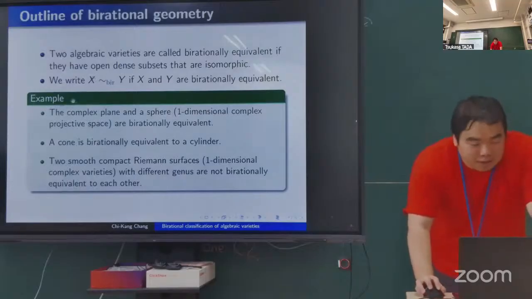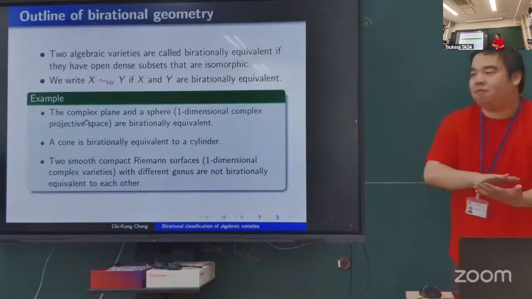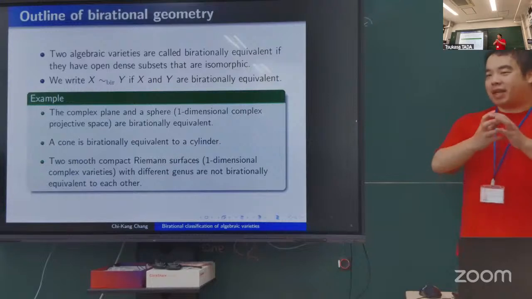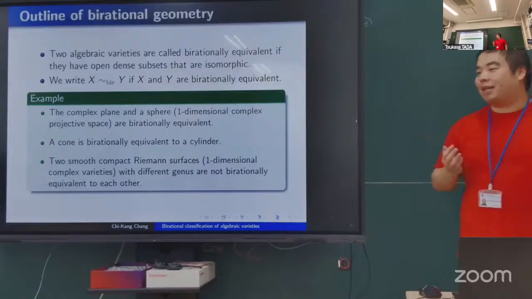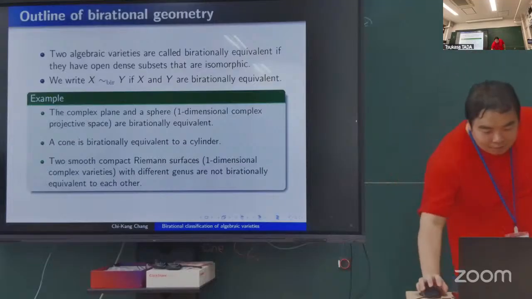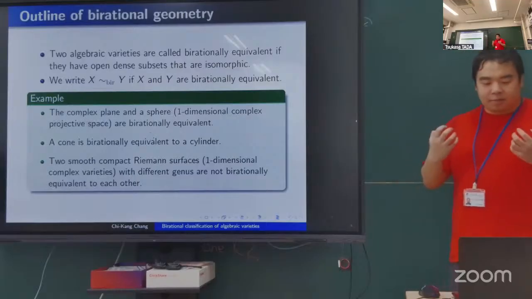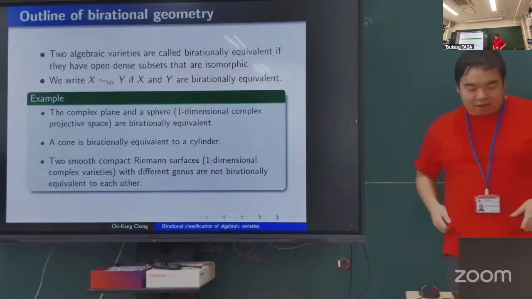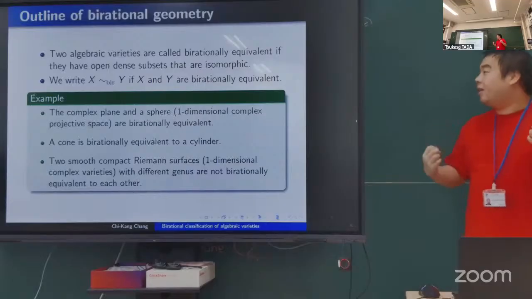Now we give some examples of birational equivalence. For example, the complex plane and the sphere are birationally equivalent if we regard the sphere as a one-dimensional projective space over the complex number field. And a cone is birationally equivalent to a cylinder. And two smooth compact Riemann surfaces, that is, one-dimensional complex projective curves, with different genus are not birationally equivalent to each other.